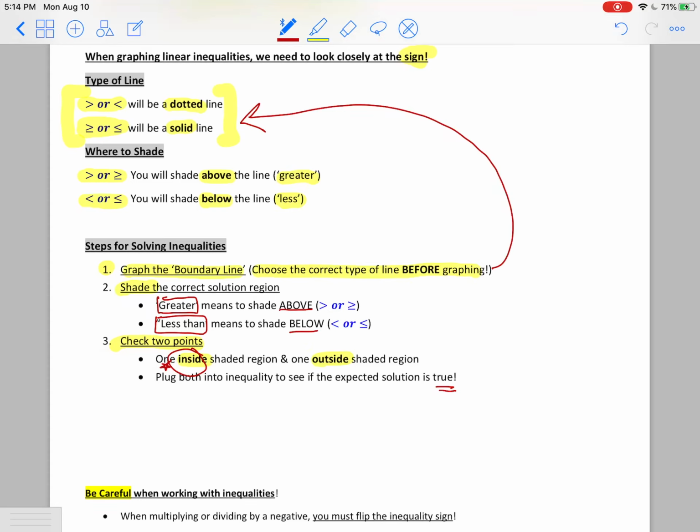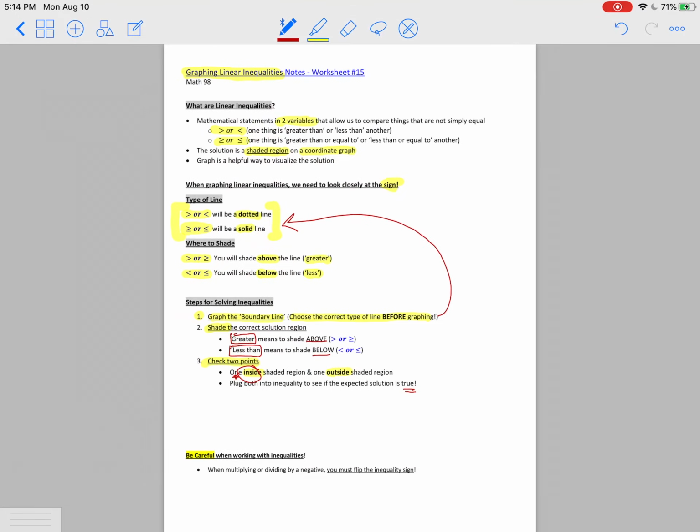I know that oftentimes on NROC they teach you to choose your two points, one above and one below the line, to know where to shade, and that's okay too. You guys can go about it that way. I'm going to talk a little bit more about that here in just a minute.